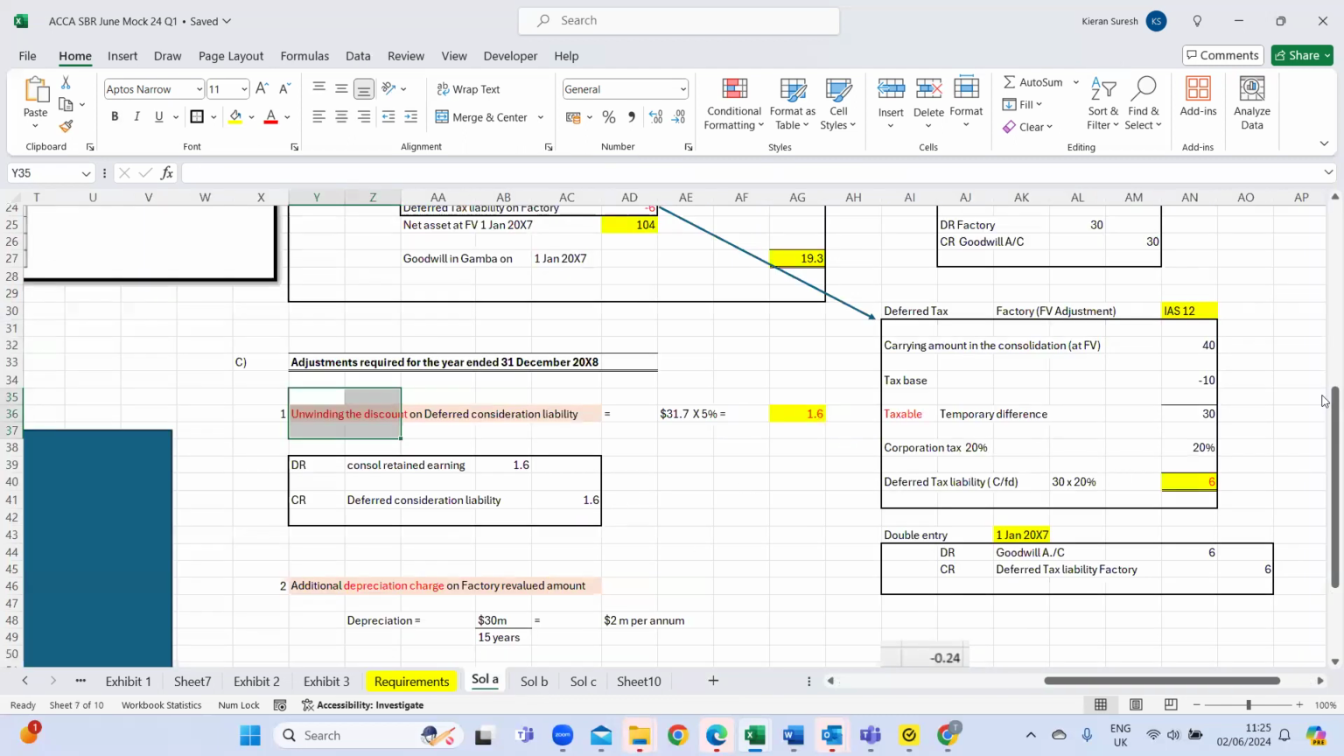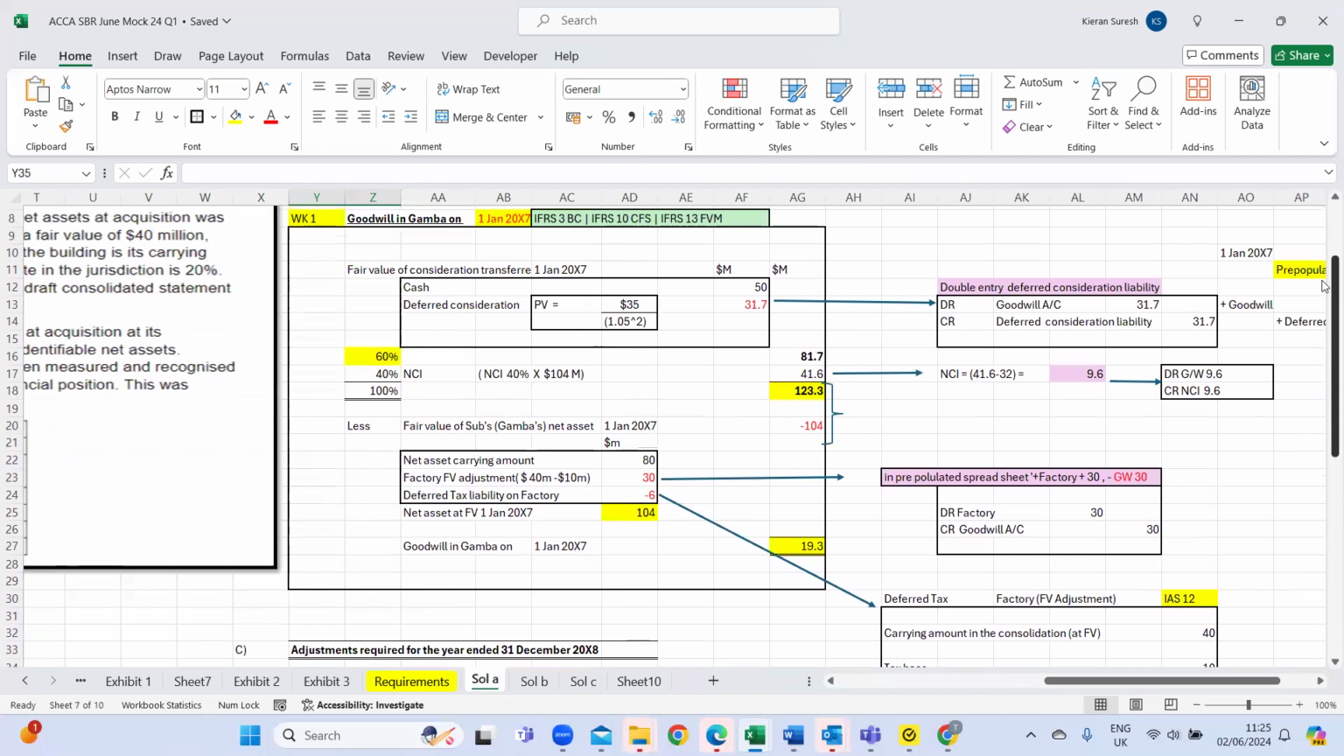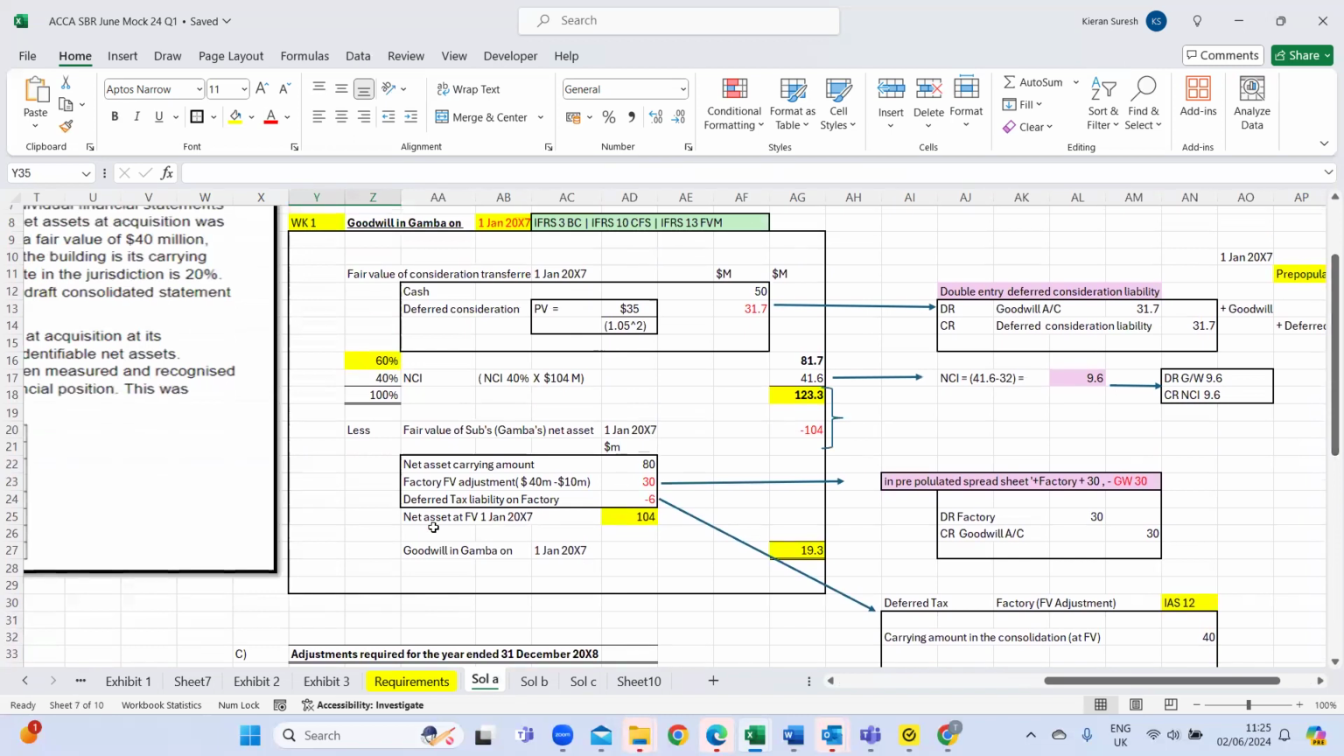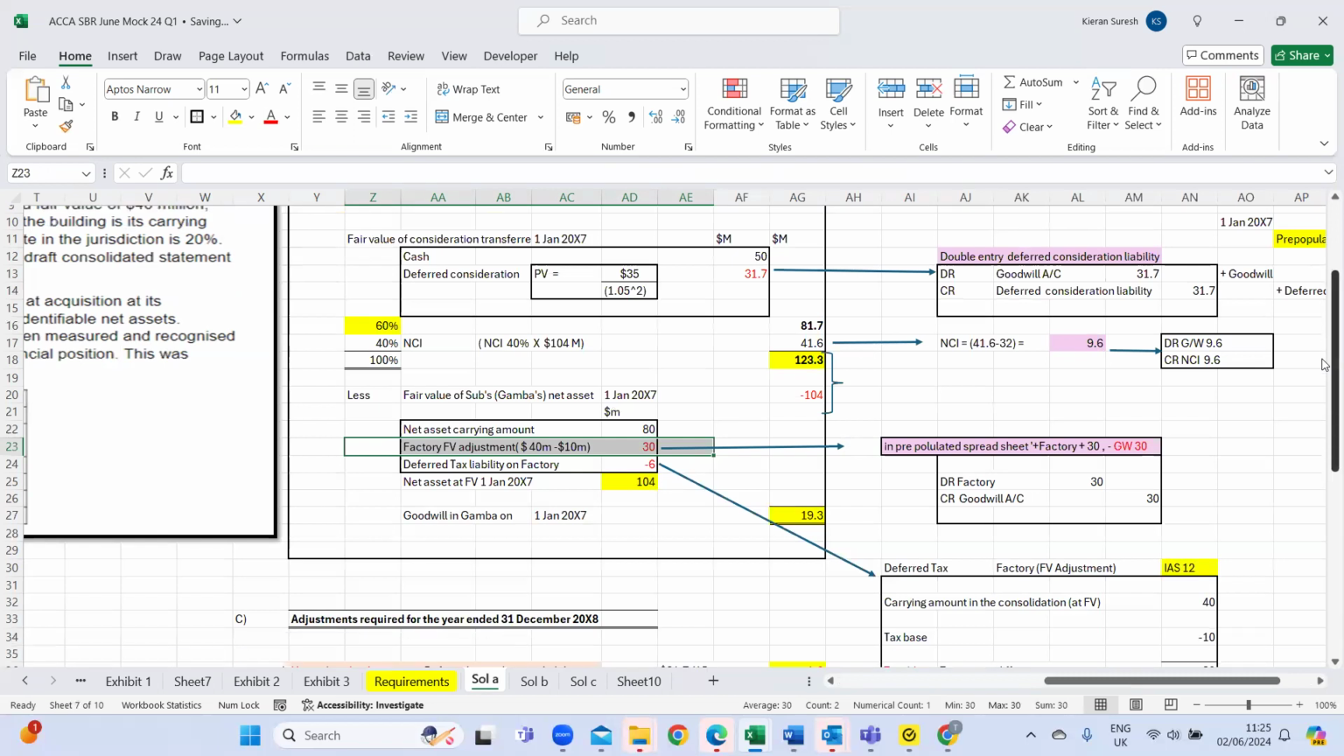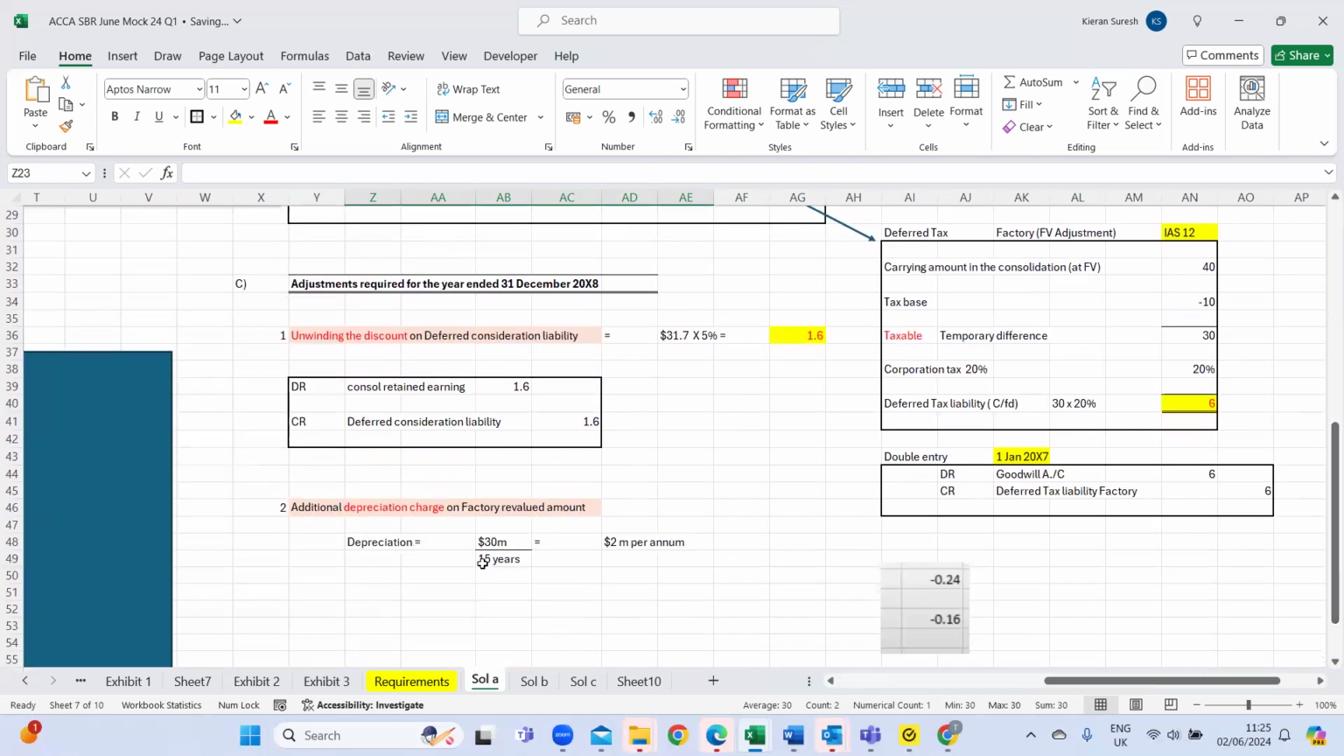So the next item that I have here, if I just go back again, now I have reached the reporting date. 1 year has finished. The next item is related to the fair value of the factory. But we were told the factory is subject to depreciation, 15 years. That was given in the question. So 15 years of depreciation means per year 2 million needs to be charged. And we know the subsidiary was there from 1st Jan 2017, for the whole period in the current year, so the full amount of depreciation needs to be charged.